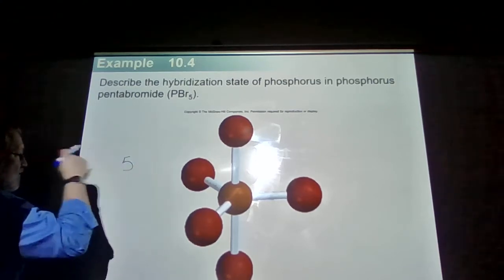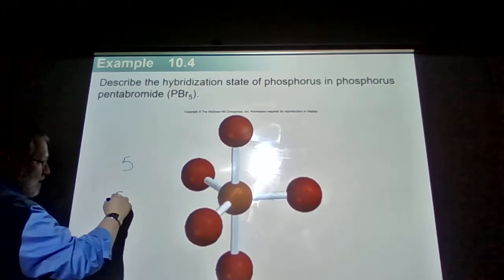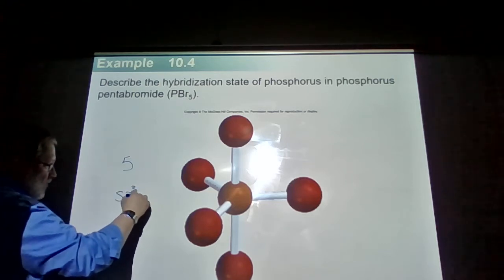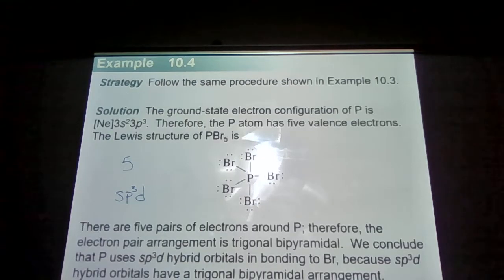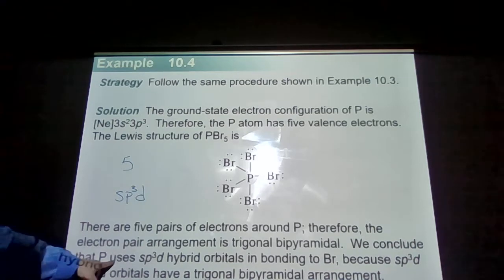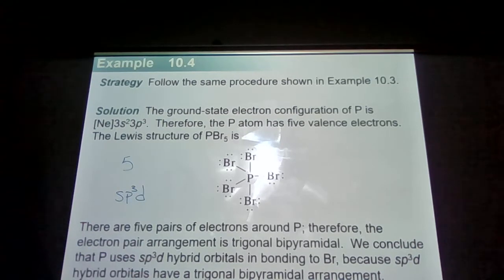So 5, it is an sp3d hybridized system. So there are 5 pairs of electrons around the phosphorus. Therefore we conclude it is trigonal bipyramidal. Phosphorus uses the sp3d hybridized orbitals.